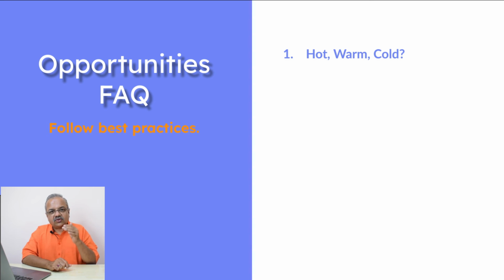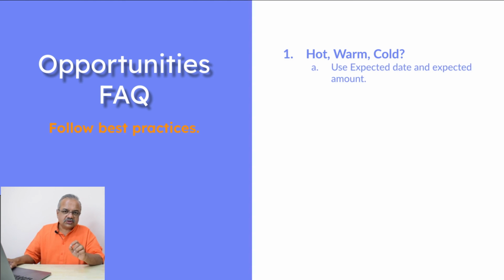The first is that the concept of hot, warm, and cold is decades old. In the last 20 to 25 years, all the modern companies have stopped using it. The reason is that this hot, warm, and cold does not reveal the real picture. This was relevant when there was no software. Now we have software. So instead of hot, warm, and cold, please focus on expected close date and expected amount. Focus on your qualification steps.